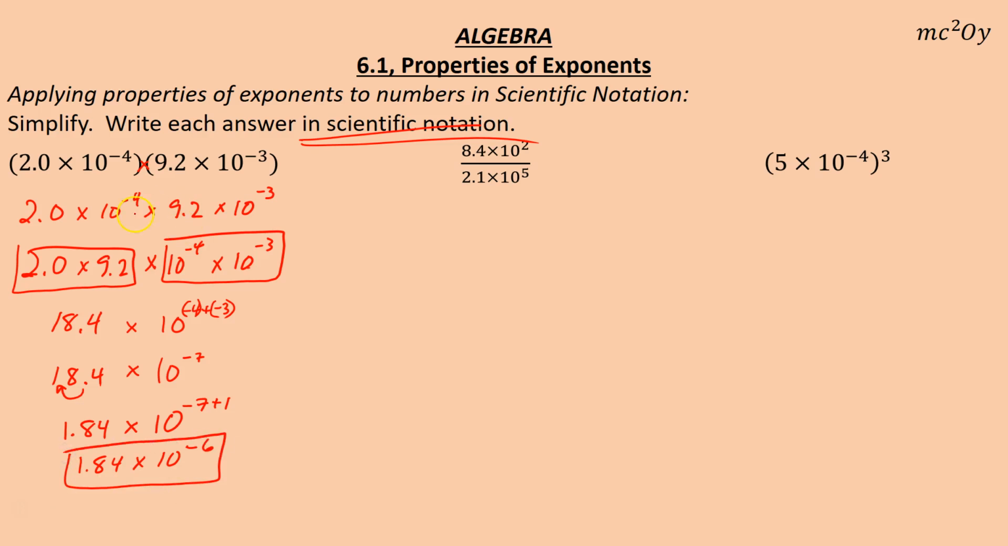So, the quick route: I wrote all this out, but just multiply the real pieces together, 2 times 9.2, and 10 to the negative fourth times 10 to the negative third.